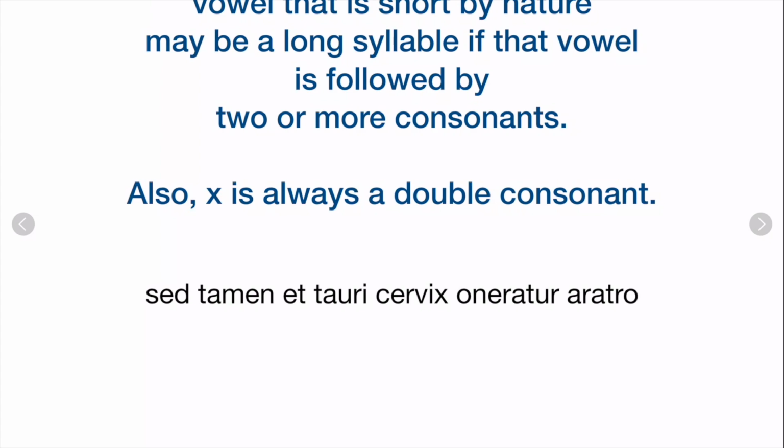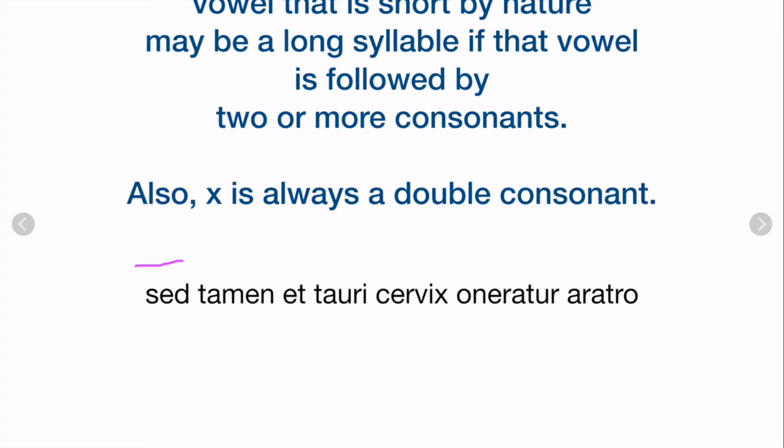So the result of all this is a syllable that contains a vowel that is short by nature may be a long syllable if that vowel, even though it's short, is followed by 2 or more consonants, because we're going to use one consonant to open the next syllable and one consonant to close that syllable. Also remember, X is always by itself a double consonant. So let's scan another line. Okay.